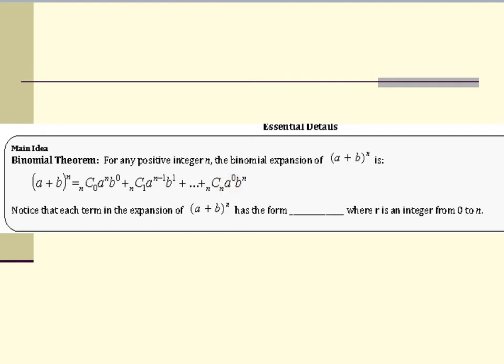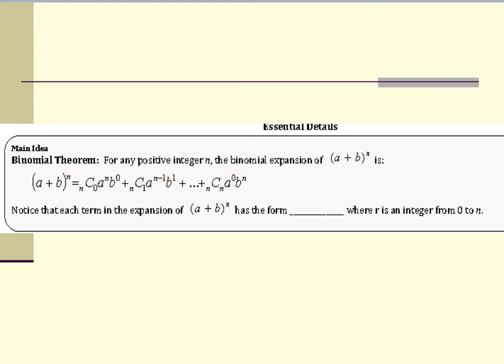And then your second thing, your b, starts to the 0th power. And then it goes to the first power. And it works all the way up to the nth power. And what you should notice every time is your two exponents have to add up to your power. So these have to add up to n. These two would add up to n. And these two would add up to n.